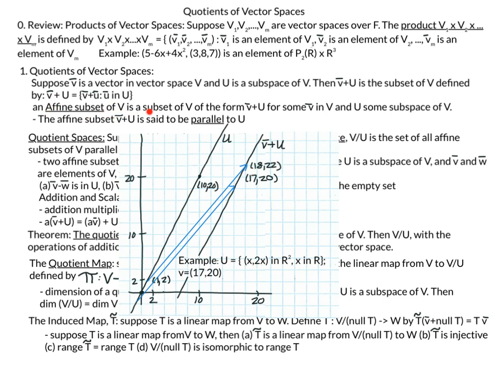An affine subset of V is a subset of V of the form a vector plus a subspace. And then we use this definition of an affine subset to define what it is to be parallel to a subspace U. So an affine subset v plus U is said to be parallel to U. The entire subspace has to be offset by v in order to be parallel.